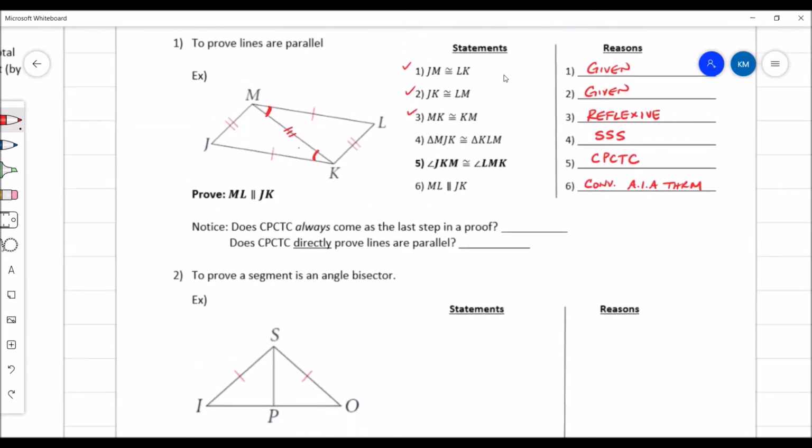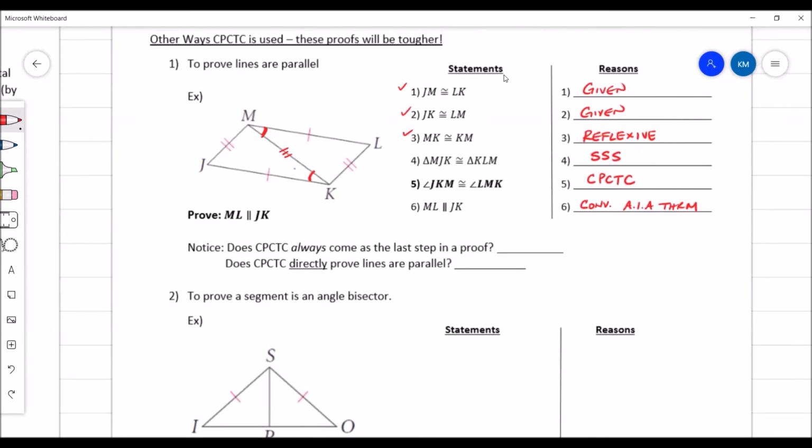Okay, so notice, does CPCTC always come as the last step in a proof? No, not always. Does CPCTC directly prove that lines are parallel? No, it did not directly prove it. We were able to use CPCTC to say that the alternate interior angles were congruent, which directly proved it. Okay.